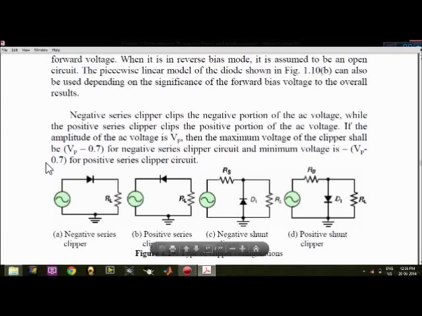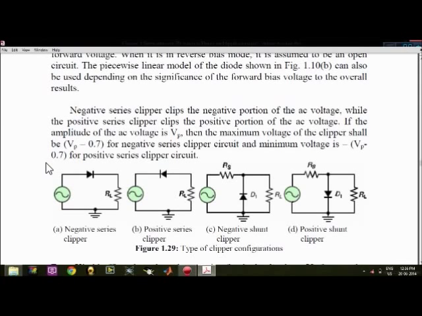So starting with the first one, you can see in the first part the positive part is allowed to move and the negative part is not allowed, so it is a negative clipper. In this case the diode is reverse biased, so the positive part is not allowed to move and the negative part is allowed, so it is a positive series clipper. And similarly, when these diodes are used in shunt, this acts as a negative shunt clipper, that means it passes the positive part, and this diode, when made in parallel to the AC source, acts as a positive shunt clipper.